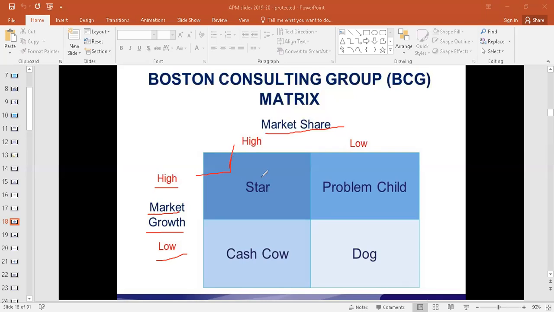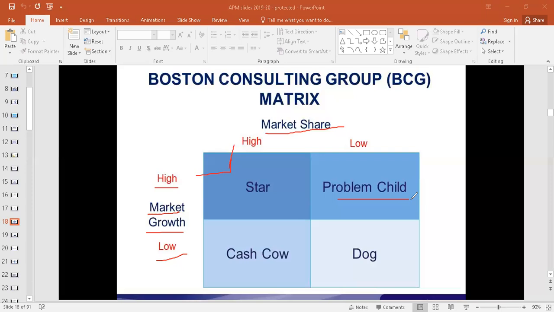In that case, they are categorized as problem child. Now, no performance, but the future seems to be bright. The third category is, as of now, their customer base is good. They have captured the market very well, but there is no scope for them to do well in the future. Market growth is not a possibility.